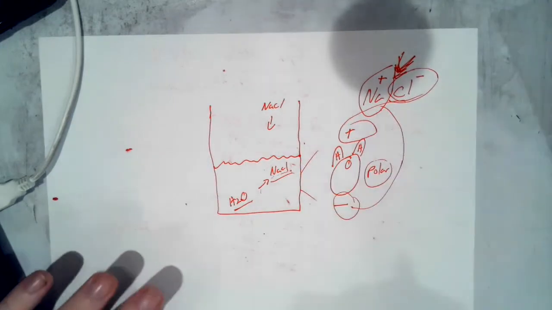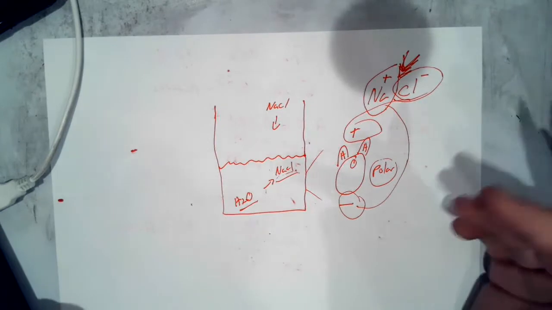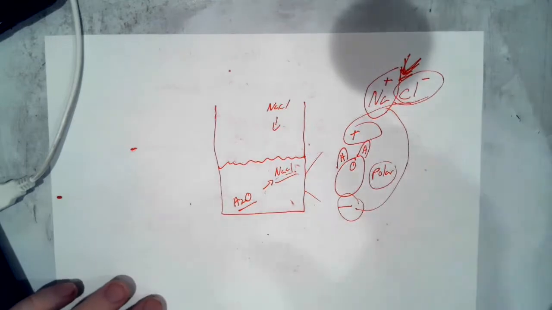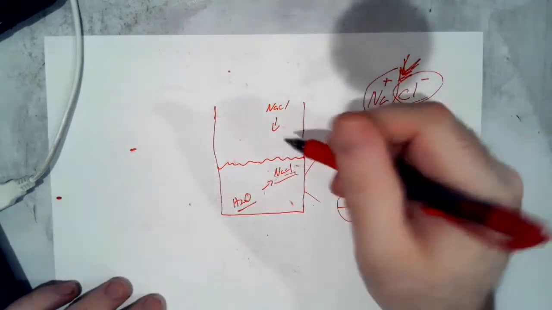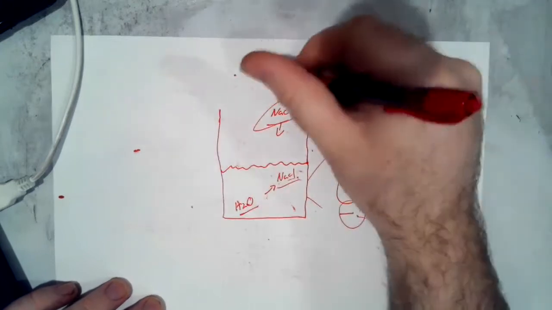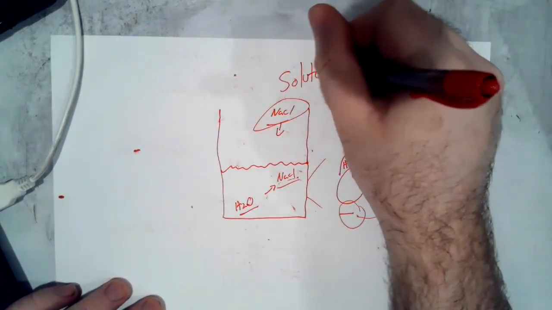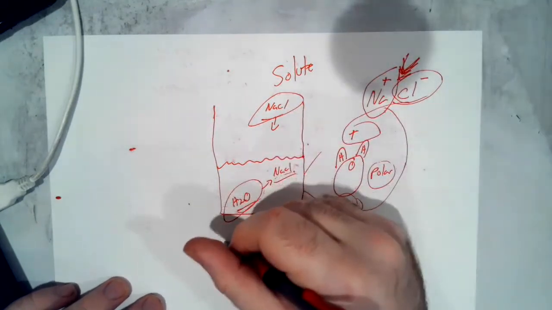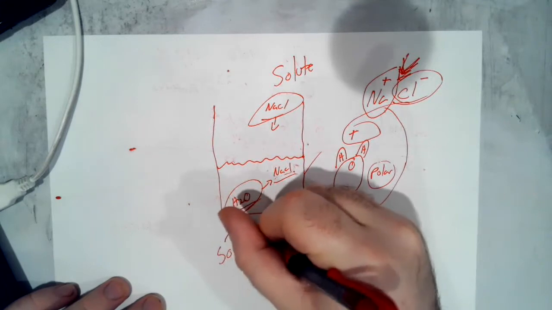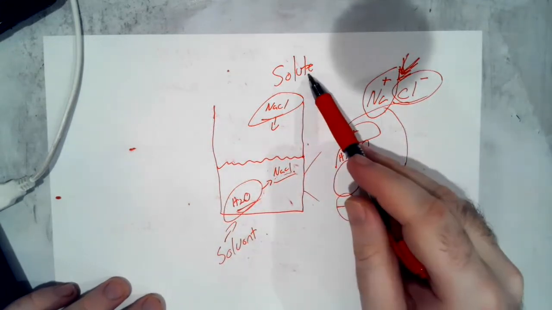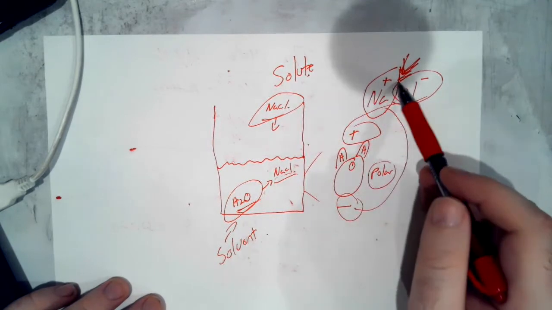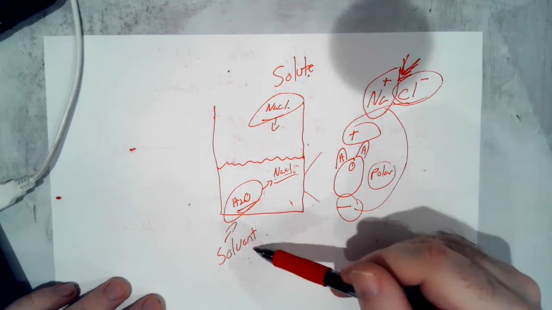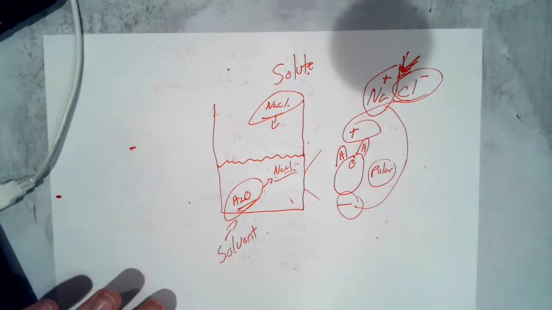Now, water is considered the universal solvent, and a solvent is something that can dissolve solutes. And in this example, sodium is the solute. The water will always be the solvent. So in other words, the solute is the thing being dissolved or torn apart in this case, and water is the solvent, the thing doing the tearing, if you will.